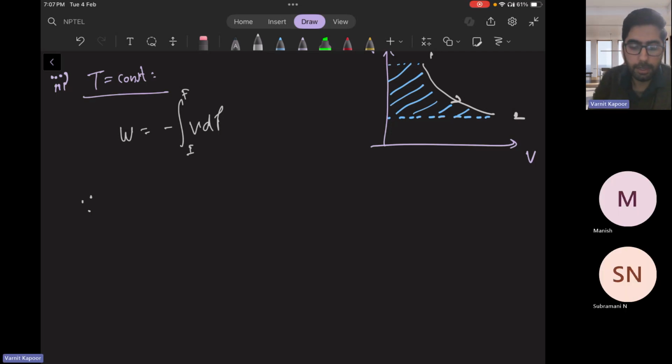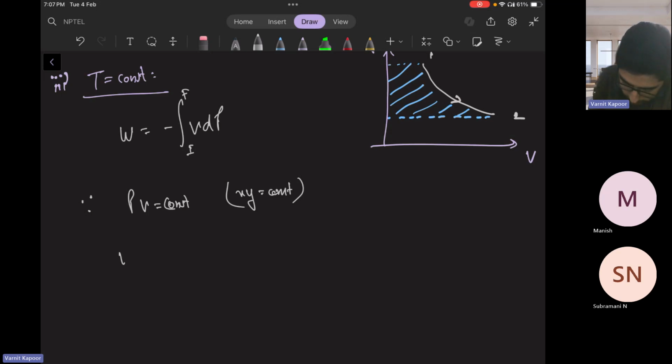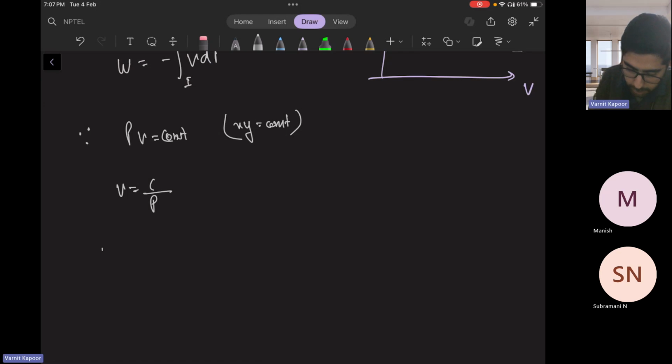Since we know that for isothermal processes PV is equal to constant, and we also know that the rectangular hyperbola equation is XY equal to constant from mathematics, volume is constant divided by pressure. I put this into work done, which is negative of V dP. So volume can be written as C over P, and dP.